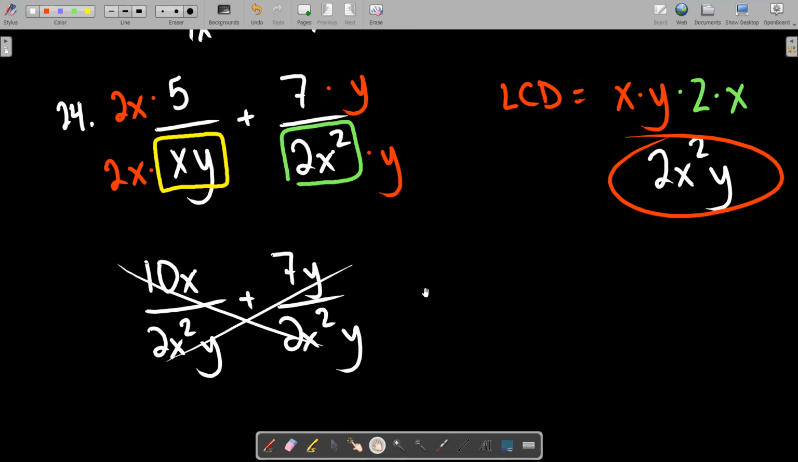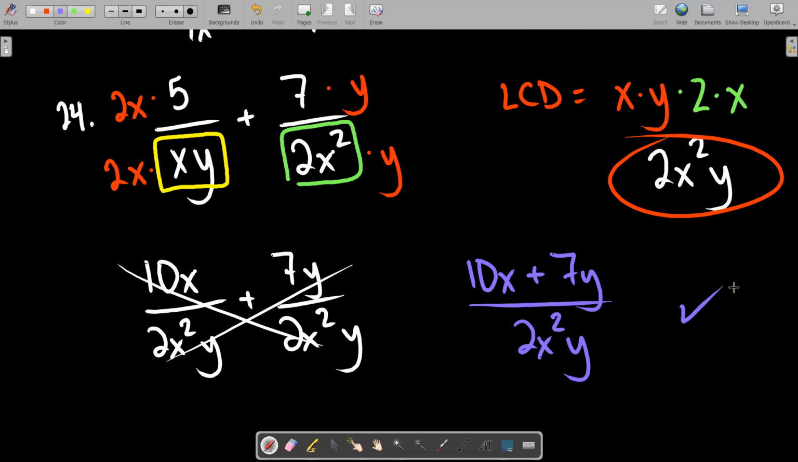So what does my top wind up be? Right. All over. And that's done. That's 100% done. Right. And again, if you're even remotely tempted to cancel the 10 and the 2, you just have not been listening for the last week. You can't cherry pick pieces of addition and subtraction problems.